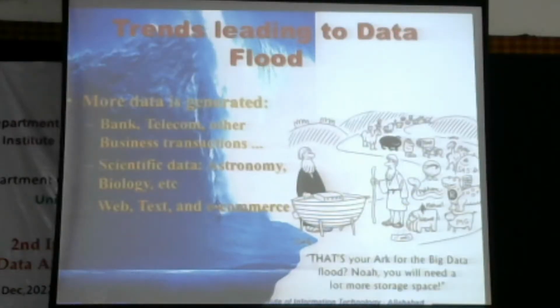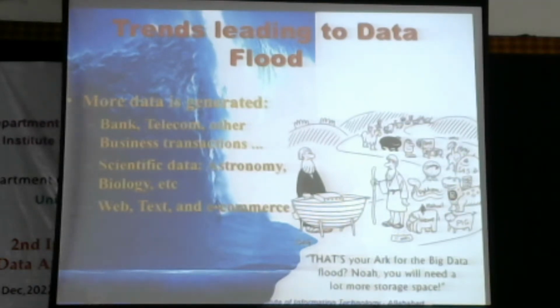So now data, it's a wave, it's a tidal wave, a tsunami of data which is coming, leading to data flood. So more data is generated in banks, telecoms, other business transactions, scientific data, astronomy, biology, as many people mentioned, medical sciences is producing a lot of data. Astronomy has been producing a lot of data and it is free of cost. Because medical data has a lot of ethical issues and other things, it doesn't come for free. You need to have an MoU and other features to do it. Then you have got web, text, e-commerce data and other things.